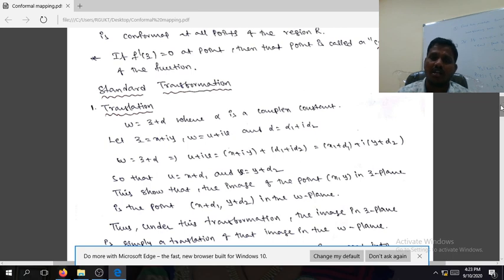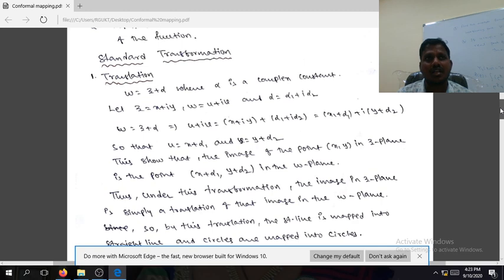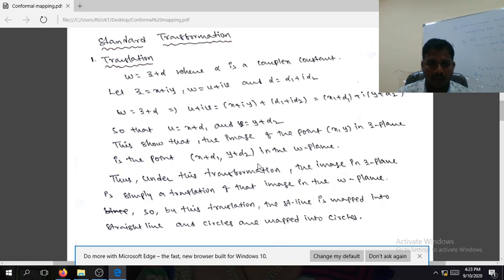That's why straight lines are associated to straight lines, circles are transformed to circles, and parabolas are transformed to parabolas. Whatever curve you are drawing in the z plane, you are going to expect the same curve in the w plane. The position is different, right? This is one of the standard transformations, that is translation. Under this transformation, the image in the w plane is simply a translation of the z plane.